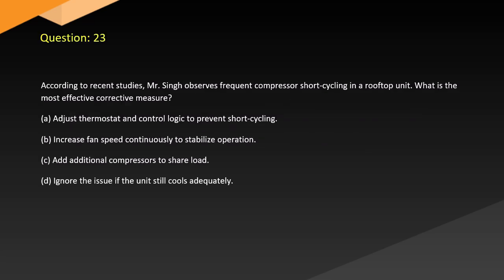Question 23. According to recent studies, Istasing observes frequent compressor short cycling in a rooftop unit. What is the most effective corrective measure? A. Adjust thermostat and control logic to prevent short cycling. B. Increase fan speed continuously to stabilize operation. C. Add additional compressors to share load. D. Ignore the issue if the unit still cools adequately.